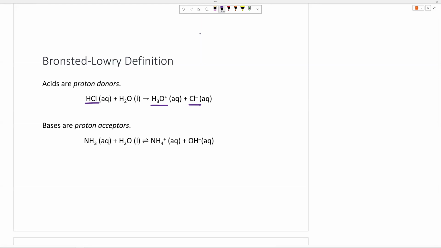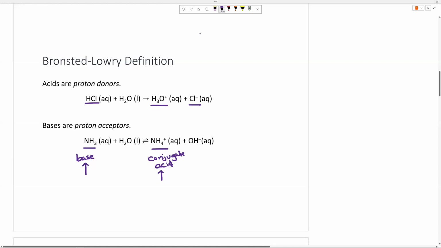Let's look down here at the bases. So bases are proton acceptors. We have NH3, and we see when it reacts with water, it becomes NH4+. It accepted a proton. This is a base, and this would be its conjugate acid. Conjugate acid-base pairs always differ by one proton. And again, they're like two forms of the same molecule. In this case, that ammonium ion is the protonated version, and the NH3 is the deprotonated version.